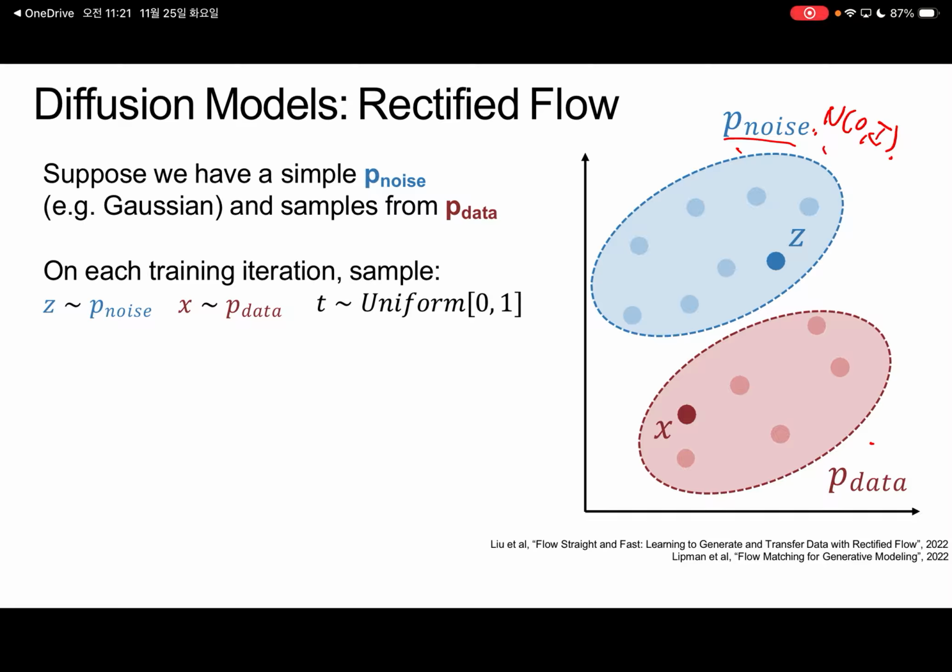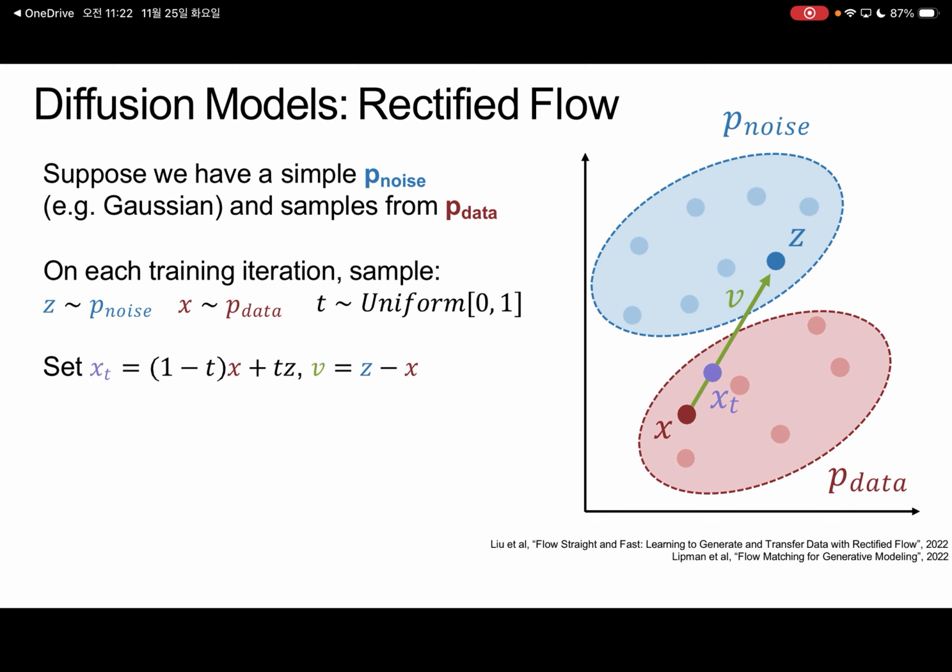And then on each training iteration, we sample z from P noise. We have a normal Gaussian distribution, so we can just randomly sample z from it. And then we have lots of training data, right? Imagine we have many data, so we can just randomly sample some image. And t is uniformly sampled in a range of 0 to 1.